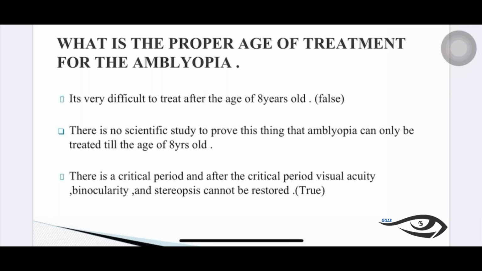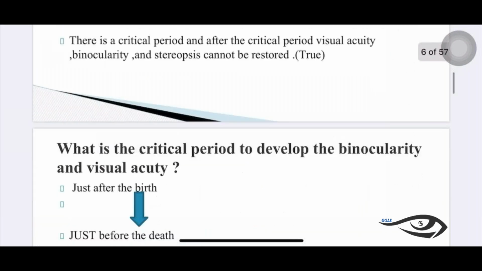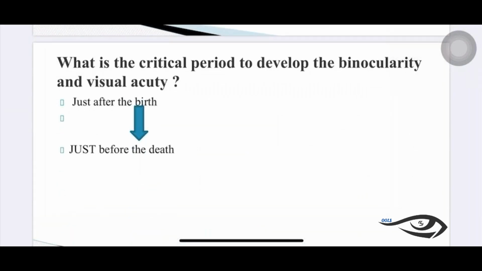I just want to explain what the proper age is. There is a critical period, and after the critical period, visual acuity, binocularity, and stereopsis cannot be restored, which is a very, very true statement. Now, what is that critical period? That critical period is just after birth and just before death. So it means we can treat amblyopia at any age, from after birth until just before death.